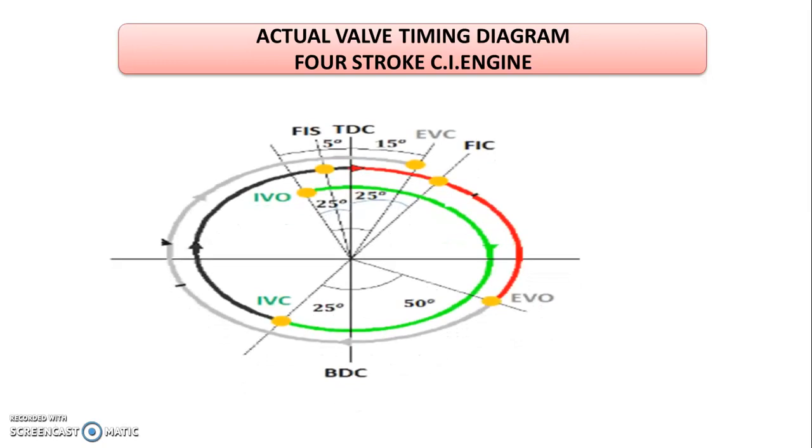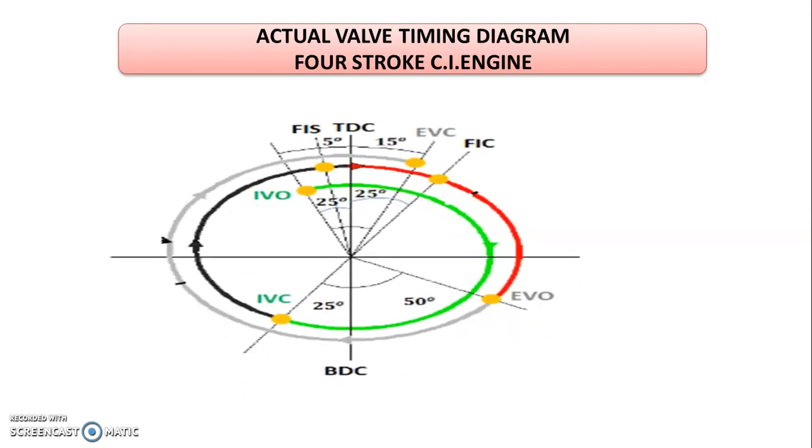So this is the representation of the actual valve timing diagram for a diesel engine, in which the inlet valve will open 25 degrees before TDC, and the inlet valve will close 25 degrees after BDC. It is known as the suction stroke. After the suction stroke, the compression stroke continues.